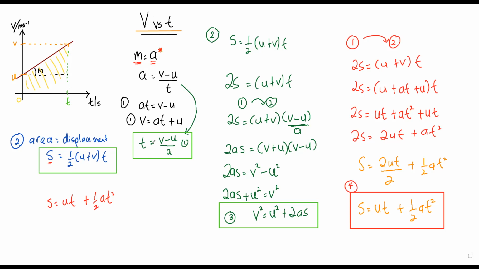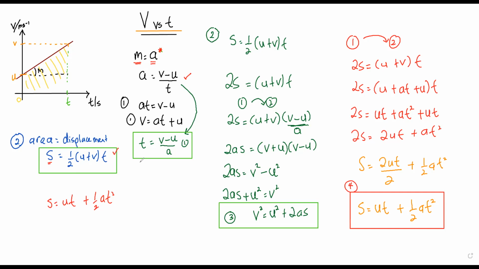So we got 2 formulas already. What is the gradient? V minus U per T, or T minus 0, we got that already. And then what's the area? You can see here, it's a trapezium, so you can calculate your area already.